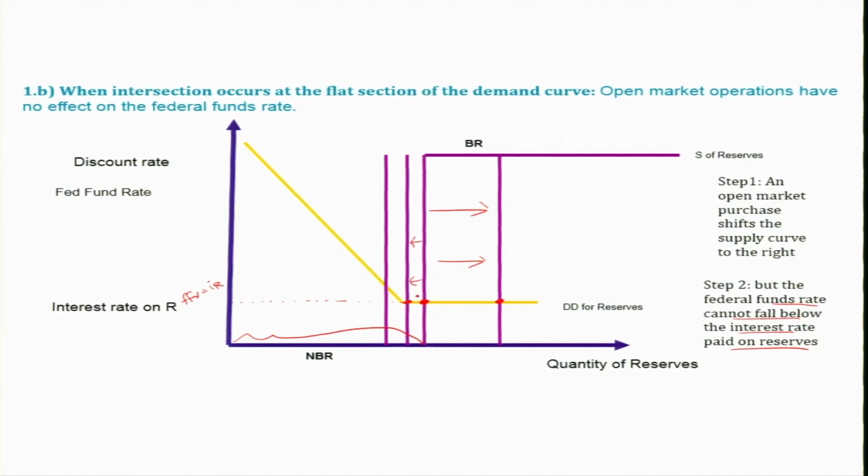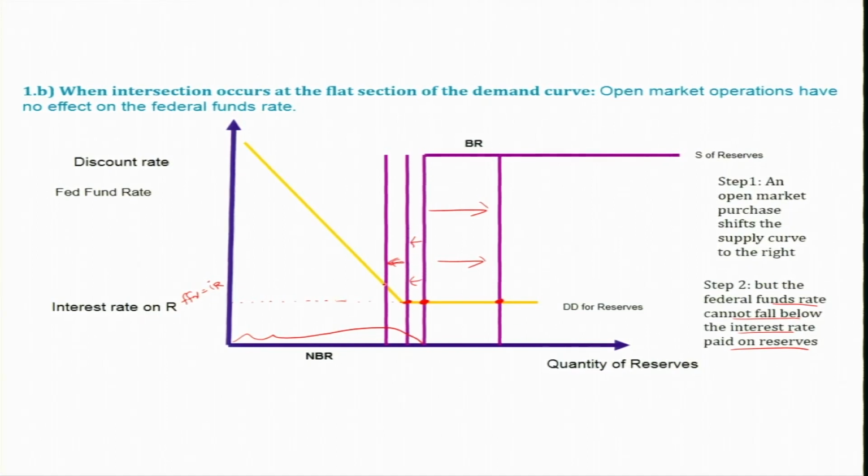In contrast, suppose the objective of the Fed is to increase the Fed funds rate. Then they have to reduce the reserve with the banking system, and the option here is an open market sale. That means selling more and more government securities to the banking system, so the supply curve keeps shifting leftwards.